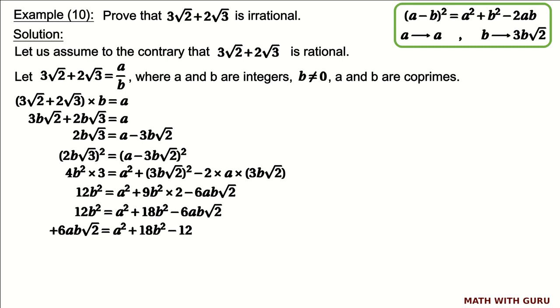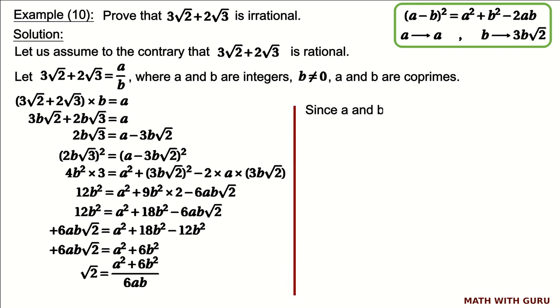Bring minus 6ab root 2 to the left hand side to get rid of the negative sign, to make it positive. 6ab root 2 equals a squared plus 18b squared. Bring 12b squared to the right hand side, minus 12b squared. 18b squared minus 12b squared is plus 6b squared. Root 2 equals a squared plus 6b squared over 6ab.